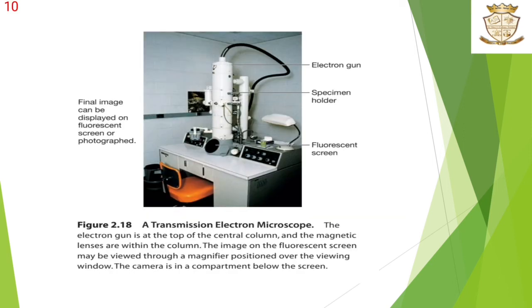This is the picture of TEM. Here we can see an electron gun, specimen holder, fluorescent screen, and the final image can be displayed on the fluorescent screen or photographed.